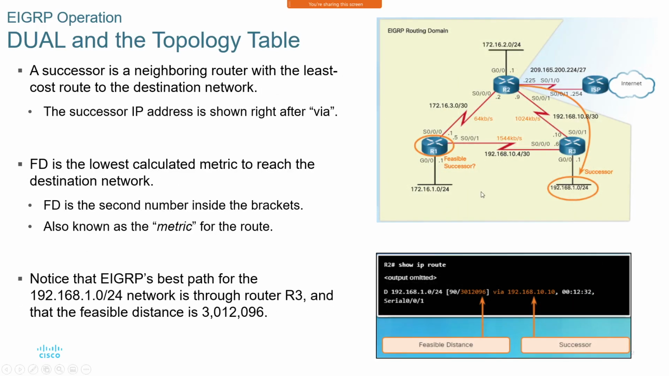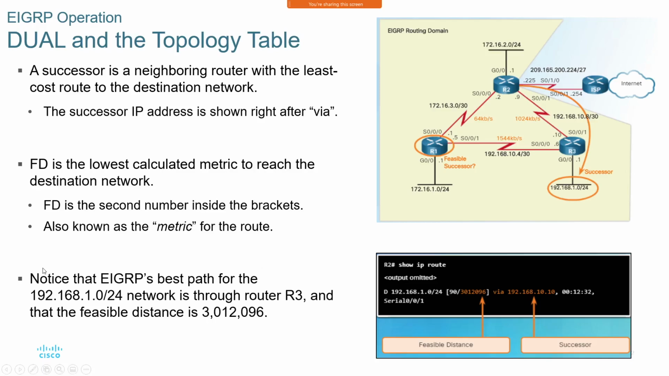In this example here, we have the successor and feasible successor. Now, a successor is a neighboring router with the least cost to the destination network, as we already discussed. So if we have the lowest metric calculation, that is going to be the successor. It has the best way to reach the destination. The feasibility distance is the lowest calculated metric to reach the destination network. The feasibility distance is the second number inside the brackets when you do the show ip route.